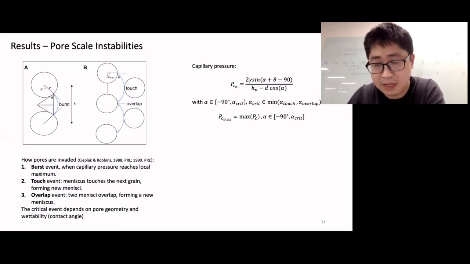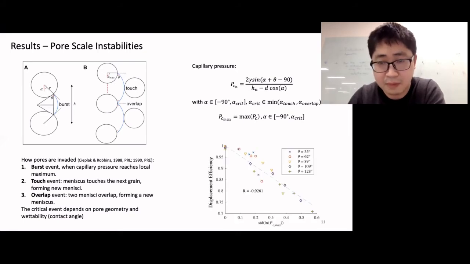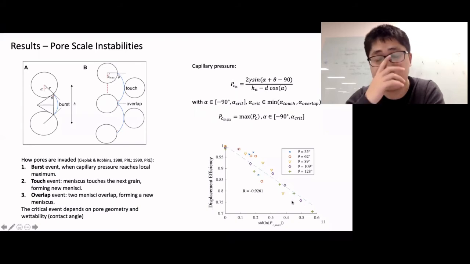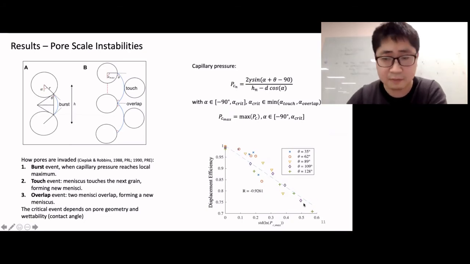unstable event. Then we can plot the fluctuations in the local capillary resistance, and we see that quite a strong correlation can be observed between the displacement efficiency and the fluctuations of local capillary pressures. Note that all the points here are simulations from different disorder and different wettabilities. We see a collapse of curves in this plot.